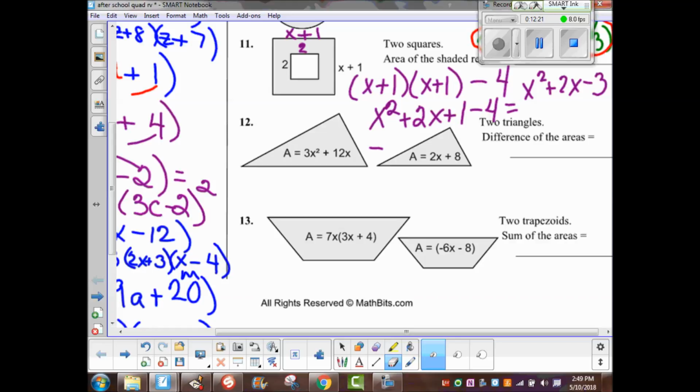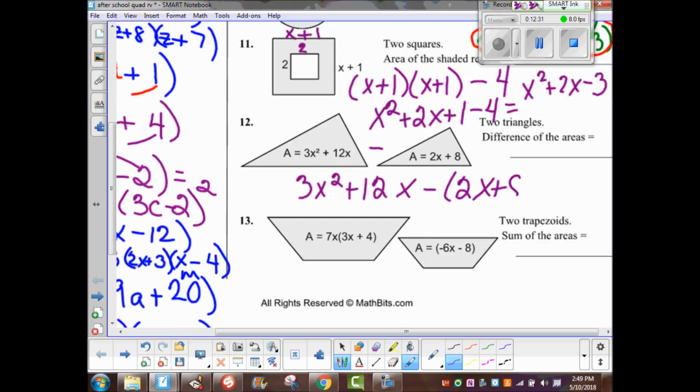Okay. We've got to subtract our two areas. So 3x squared plus 12x minus, be careful, put the area of that smaller one in parentheses because you're subtracting that area. The area is 2x plus 8. You've got to make sure you subtract that whole thing. That's why I had to put that in parentheses, because when you put it in parentheses, you have to remember to distribute what? Negative 1. Okay.